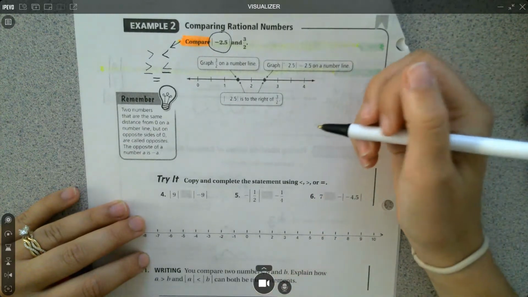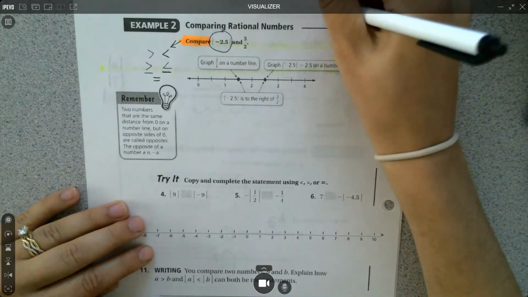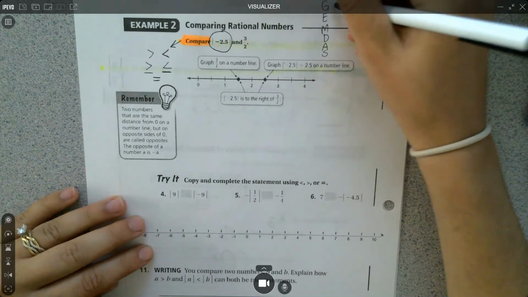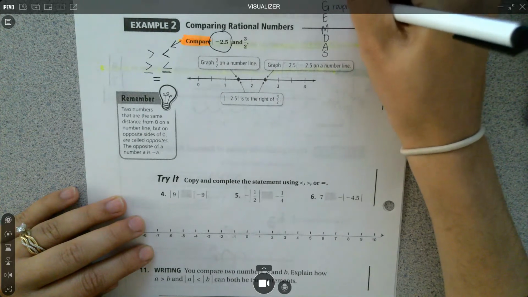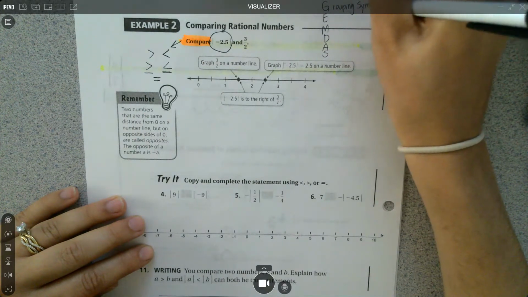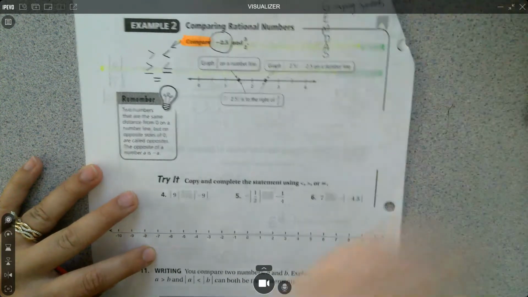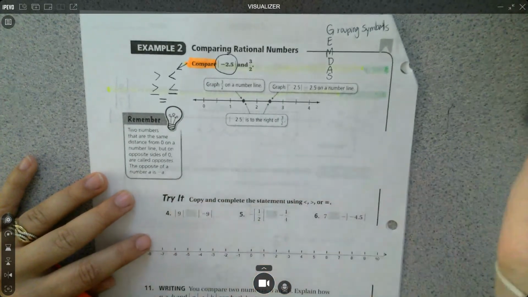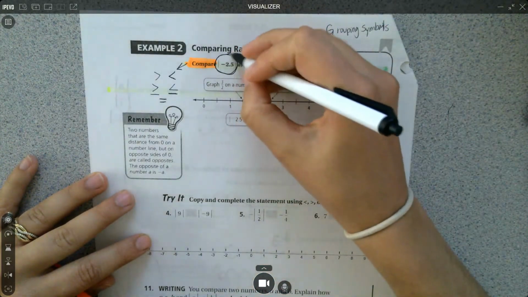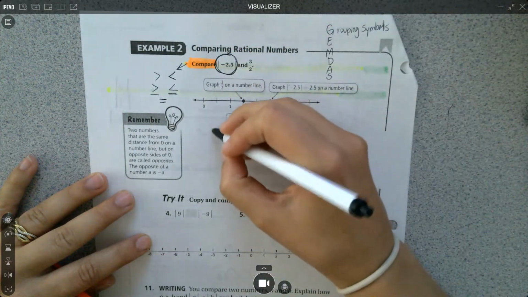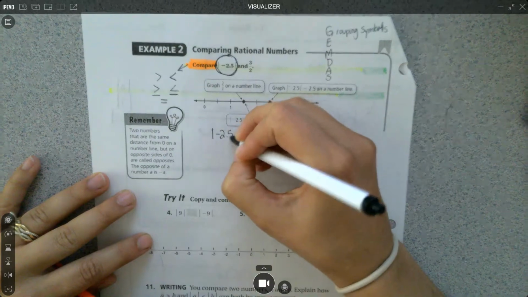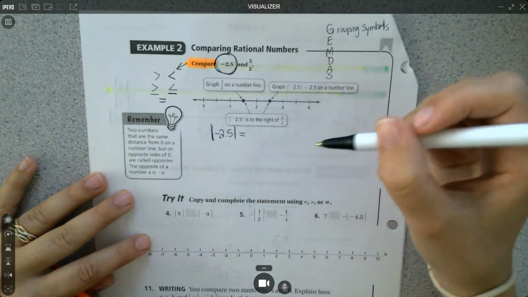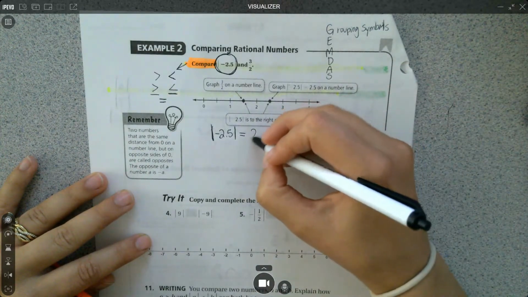And 3/2. So first things first, we talked about in GEMDAS that grouping symbols is first. And believe it or not, absolute value bars are grouping symbols. So what's going to happen is that we need to do absolute value first. Always take the absolute value first. And so we need to know, what is the absolute value of negative 2.5? And again, my distance from negative 2.5 to 0 is 2.5. It's always positive.